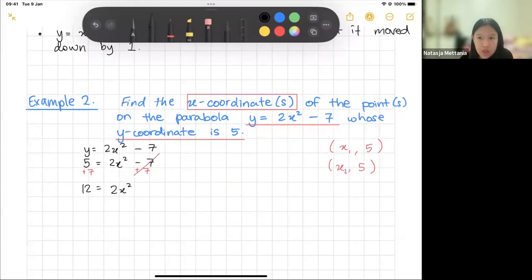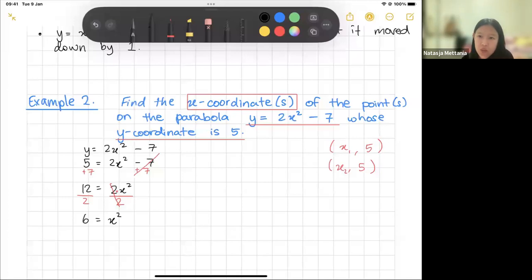Now, once I've reached this point, I'm going to divide it by 2. The reason being is, in between this 2 and x squared, there is an invisible multiplication sign. So I'm going to do the opposite of multiplication, which is dividing by 2. I need to do it on both sides to make it equal. 2 and 2 will cancel out. 12 divided by 2 should give me, hopefully you know, 6. So 6 will equal x squared.